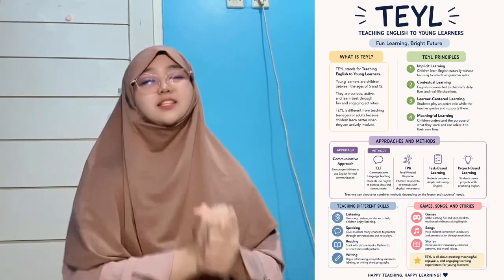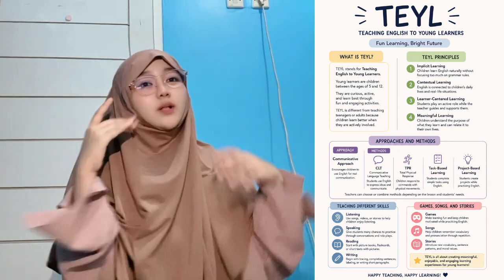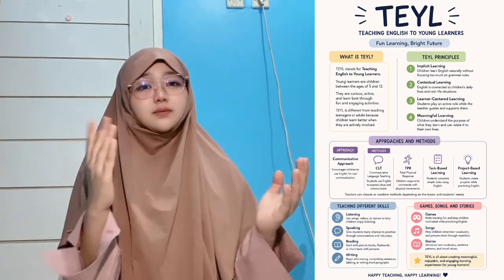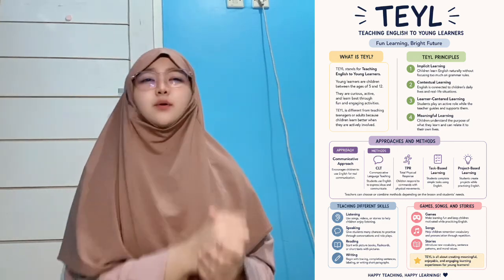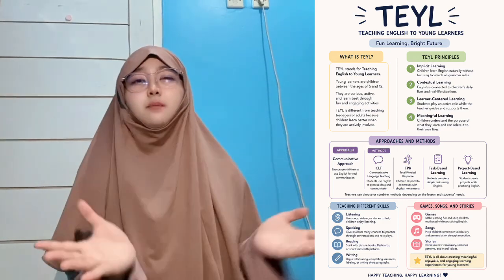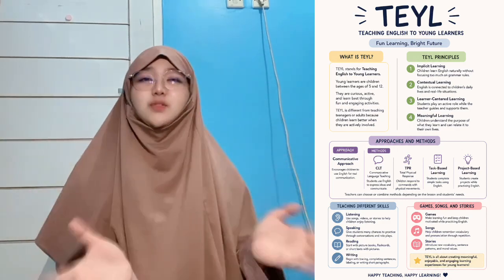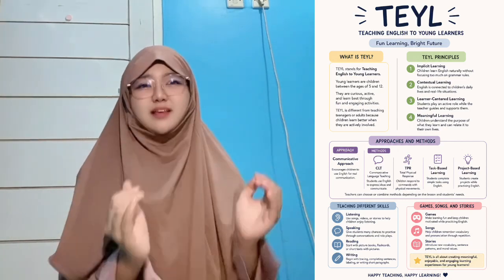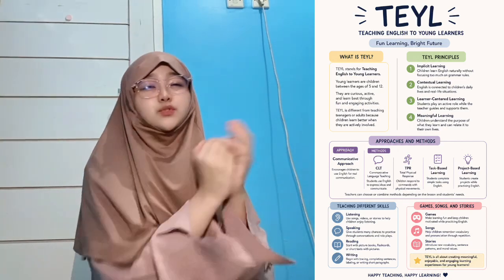The second principle is contextual learning. In contextual learning, English is connected to children's daily lives and real-life situations. For example, when learning about fruits, the teacher can bring real apples, bananas, or oranges into the classroom instead of just showing the words in a textbook. This makes learning more meaningful and easier to remember.